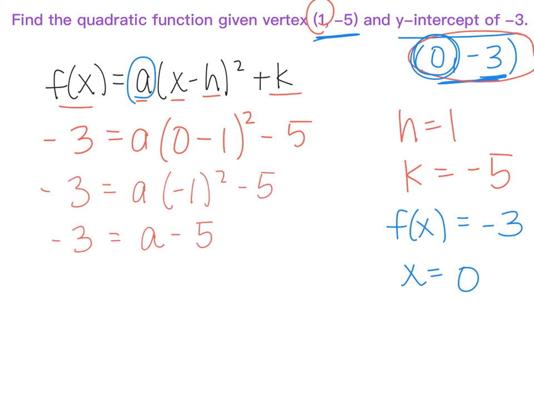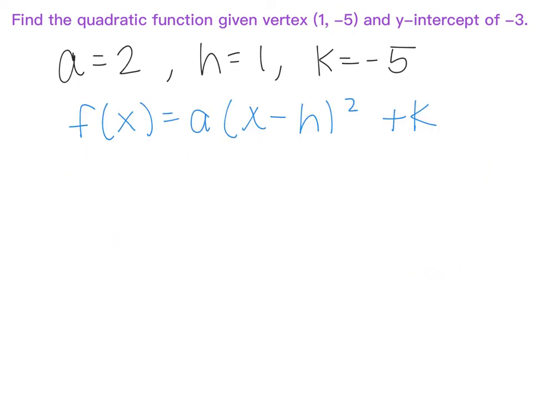So at this point, what I have is -3 is equal to a minus 5, so I'm going to add the other 5 to both sides, and I end up with a equals 2. Now I have the information that I need in order to plug it into this vertex form and come up with the quadratic equation for this specific example, because a is 2, h is 1, and k is -5. So I'm going to plug all that information in, I'm going to expand it, and it's going to give me the quadratic function that I'm looking for.